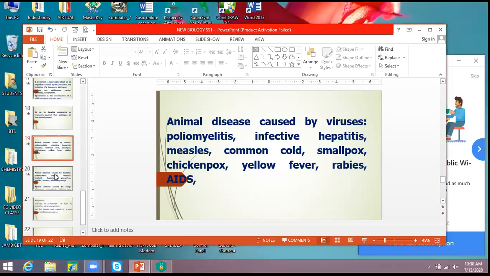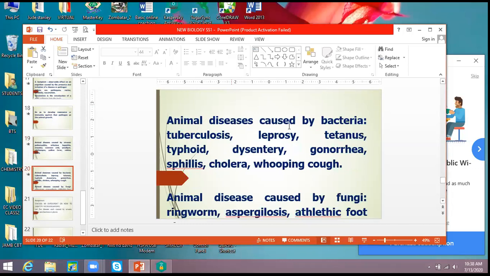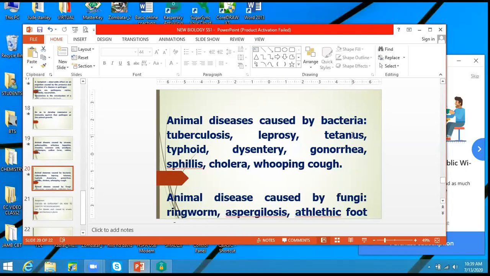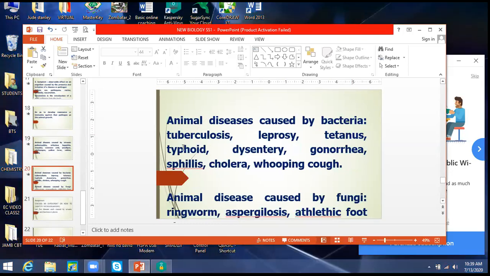Our time is fast spent. Animal diseases caused by bacteria, you have tuberculosis, leprosy, tetanus. You know tetanus, when a rusted nail punctures any part of your body, it can lead to tetanus if it's exposed. That's bacteria. That is why some of you quickly go to take an injection to kill that. Now you also have typhoid. Typhoid is caused by bacteria. Dysentery, gonorrhea, syphilis, cholera, whooping cough.